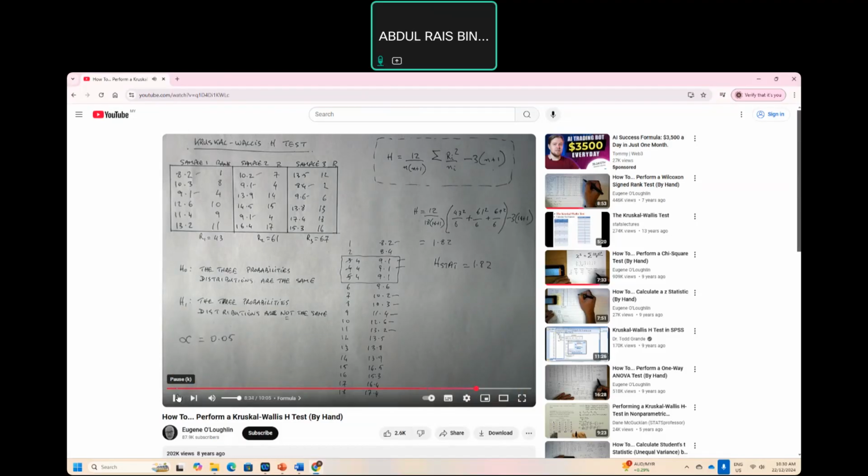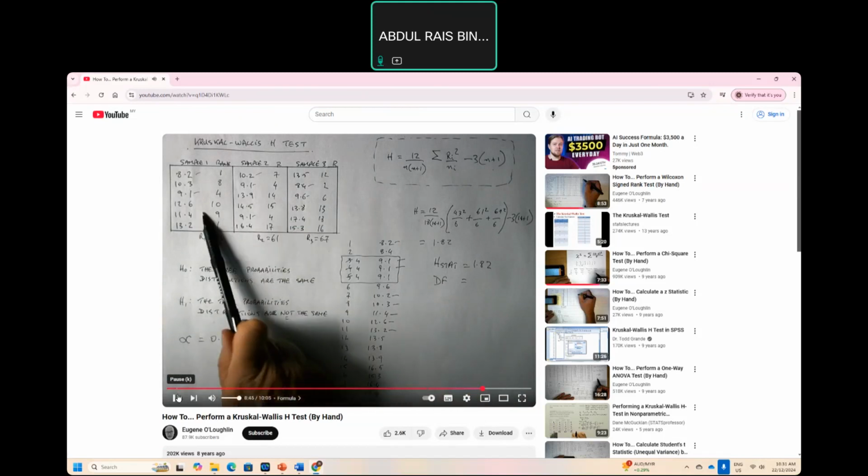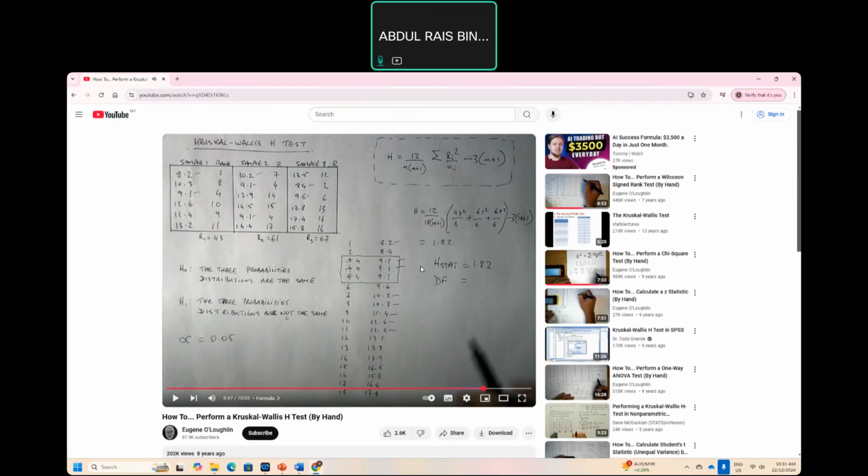I need to determine the degrees of freedom. So I'm going to abbreviate that as degrees of freedom, DF. And it's a very simple calculation for a Kruskal-Wallis test. As in a one-way ANOVA, it is the number of groups or number of samples minus 1. So I've got 3 groups here, so 3 minus 1 is... Degrees of freedom, he says it's simple, the number of groups minus 1. So it's 3 minus 1 is equal to 2. So I've got 2 degrees of freedom.